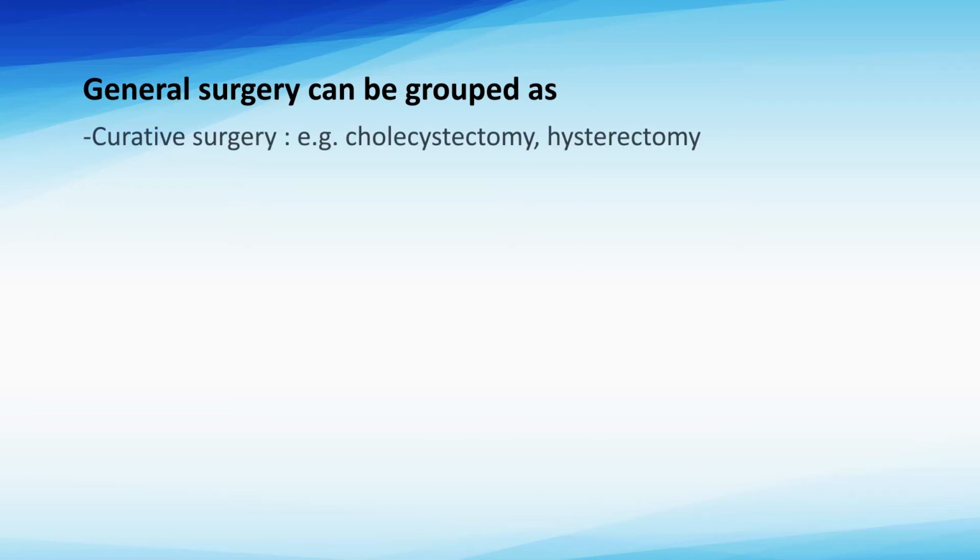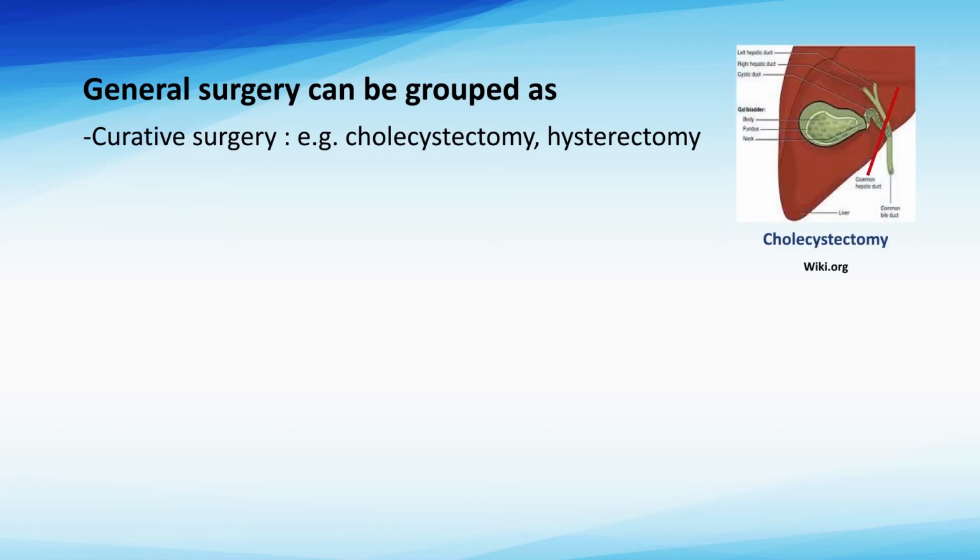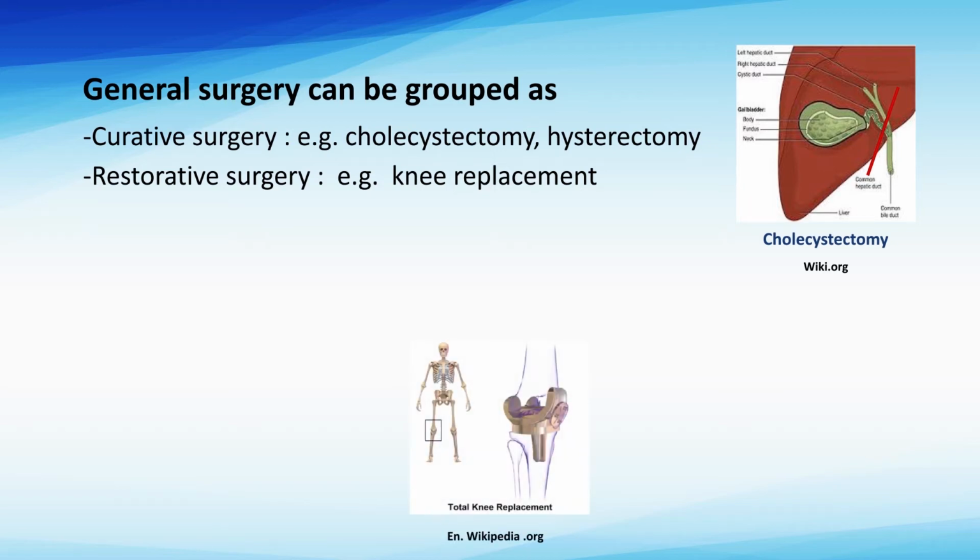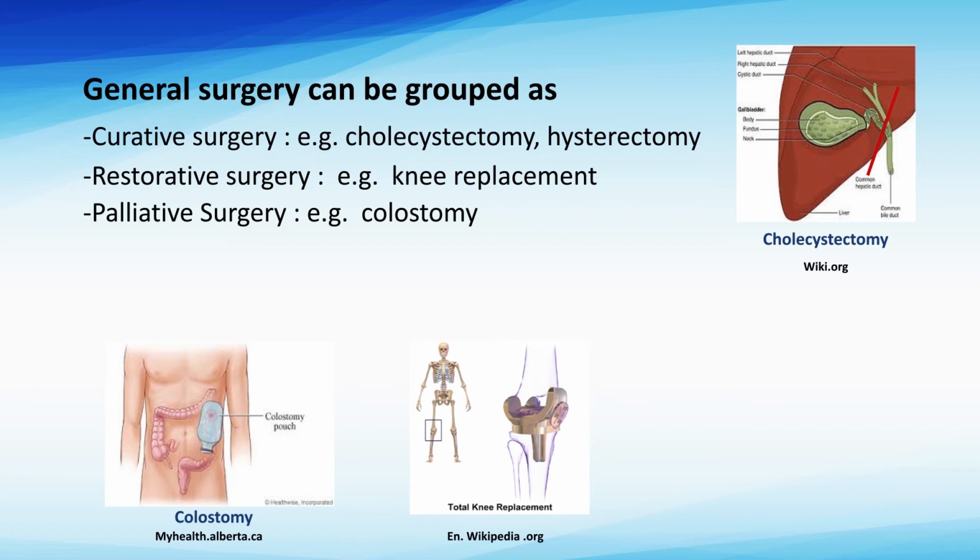General surgery can be grouped as curative surgery for treatment, for example, cholecystectomy, hysterectomy. Restorative surgery improves function, such as knee replacement surgery. Palliative surgery aims just to relieve symptoms, like colostomy, to release the waste product out of the human body. And diagnostic surgery finds the cause of diseases, such as biopsy.